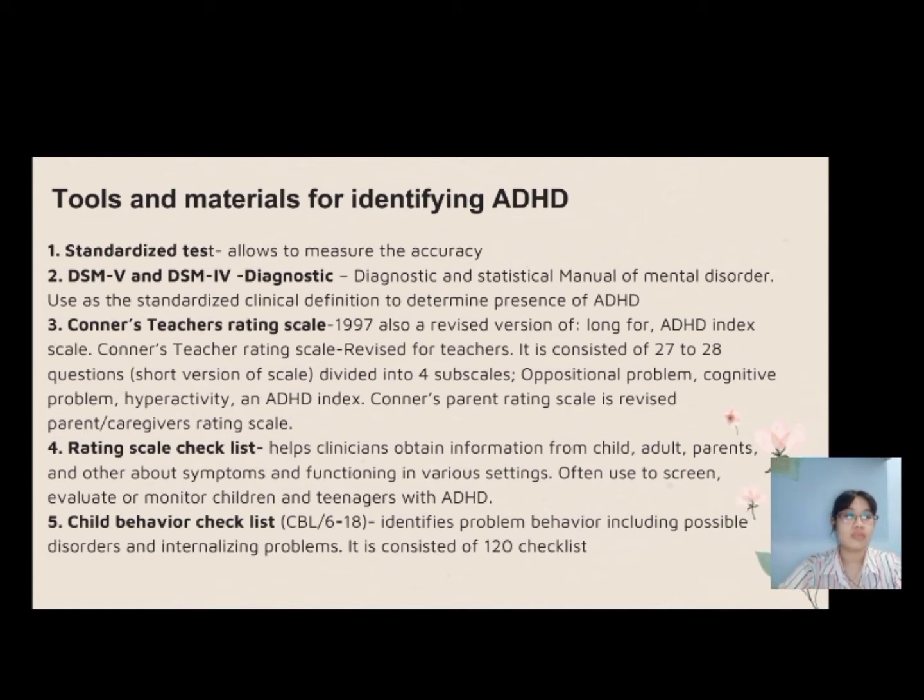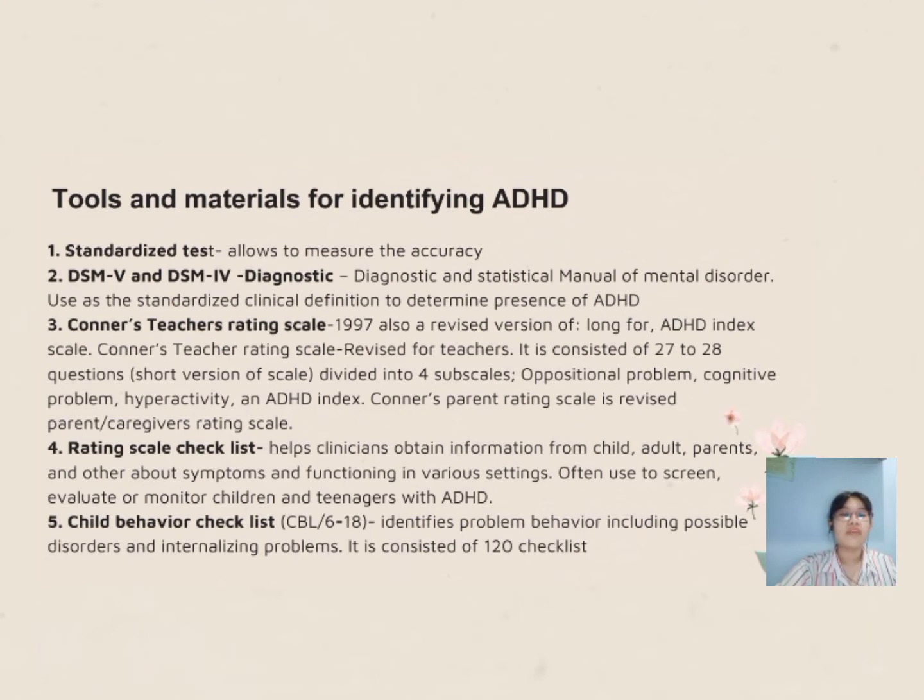So in identifying ADHD, we first have the standardized test because it allows us to measure accuracy. What kind of standardized tests are going to be used? Second, we have the DSM-5 and the DSM-4. DSM stands for Diagnostic and Statistical Manual of Mental Disorders.